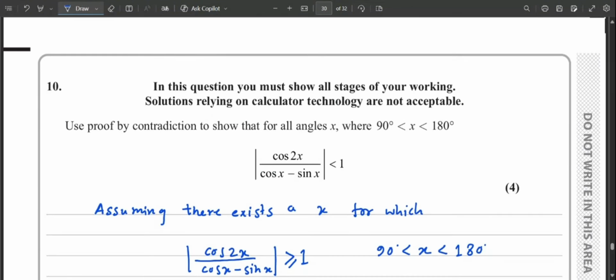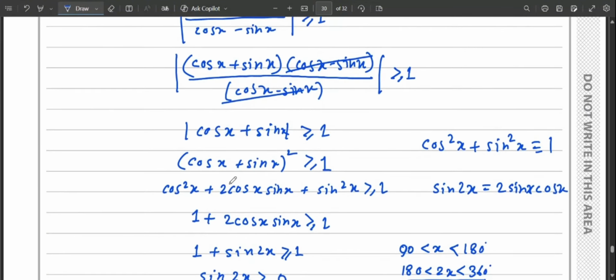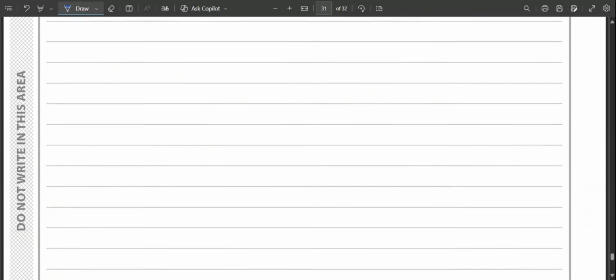So this concludes our question number 10, and question number 10 is the last question for this paper.